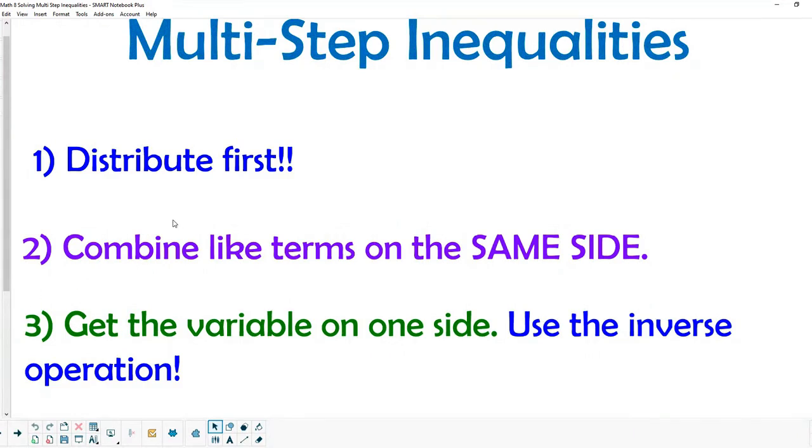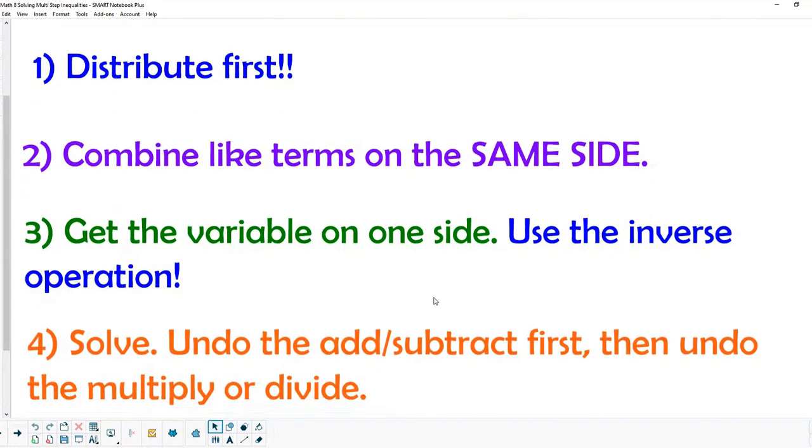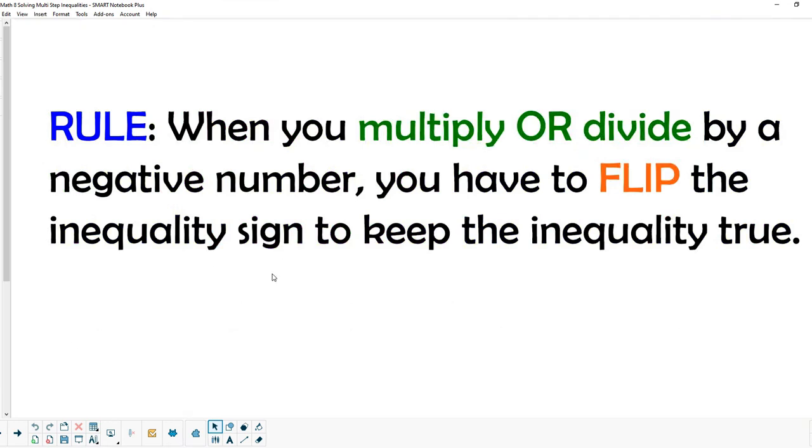So, looking at the steps we need to use to solve a multi-step inequality. First, we distribute to get rid of any parentheses. Then we combine like terms on the same side, and then get the variable on one side by using inverse operations. Last of all, we undo add and subtract first, and then undo multiply or divide, and that is how we finish solving the inequality. So let's get right into it and practice some. Also remember, when you multiply or divide by a negative number, you have to flip the inequality sign to keep the inequality true.